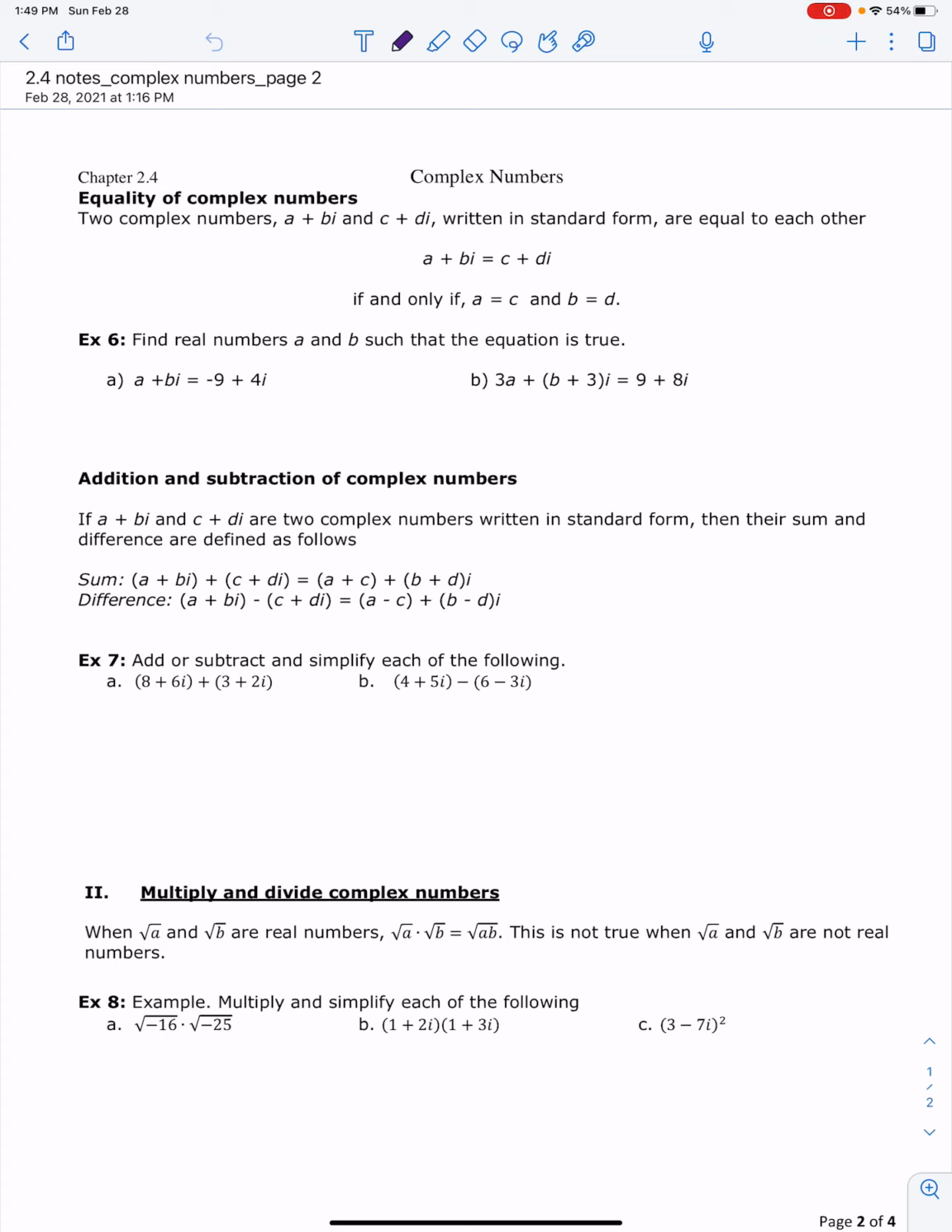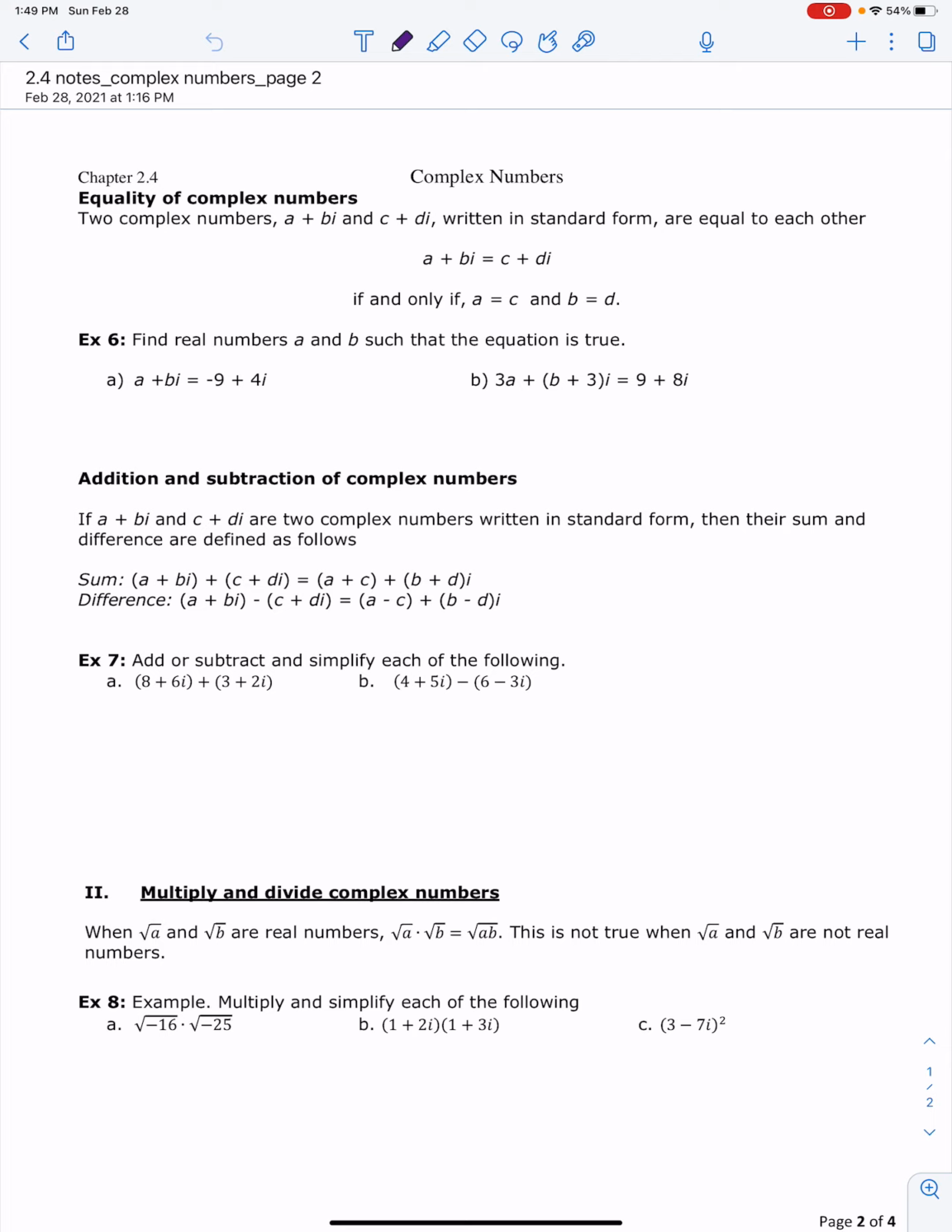2.4 notes, complex numbers. This is page 2. I'm going to start at the top, talking about the equality of complex numbers, and it's going to make sense, but it's one of those things until you say it out loud. Sometimes it's a little bit of a struggle.